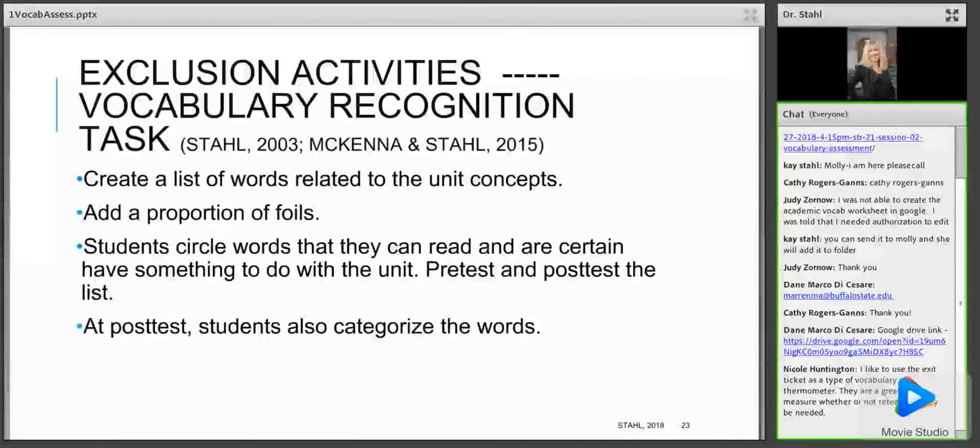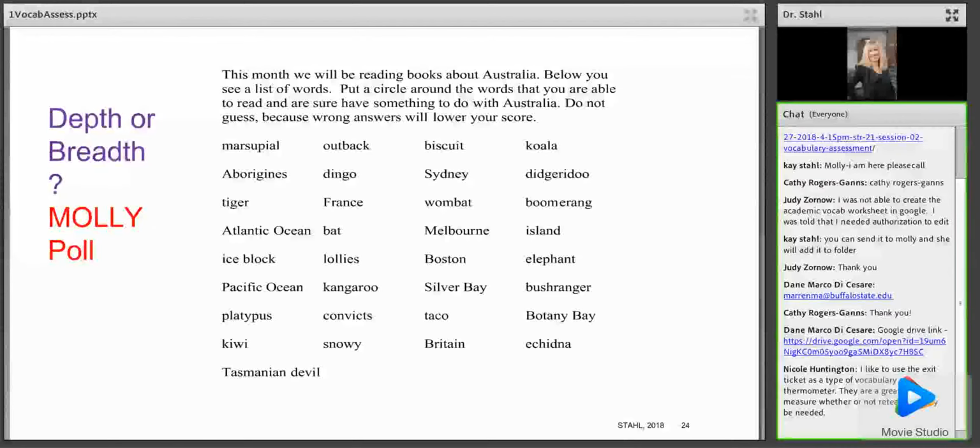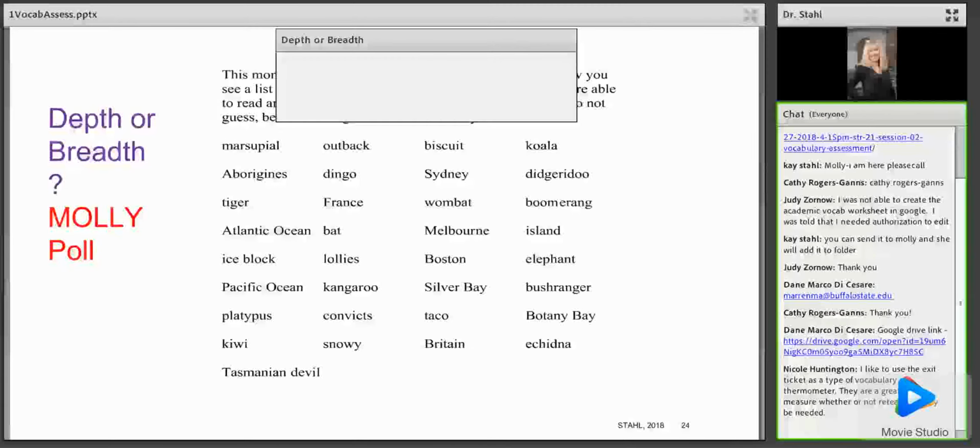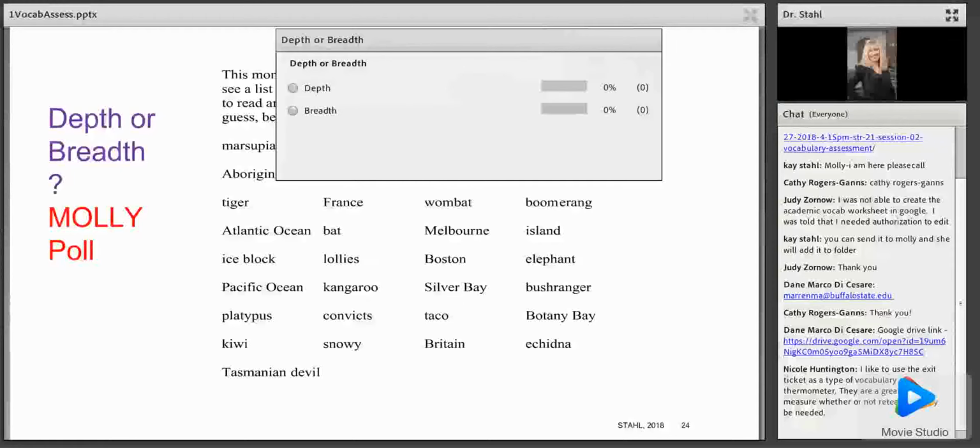So let me give you some examples. All right. So believe it or not, when I was teaching second grade, I was in South Georgia, and we had to do a unit on Australia. All right. So I made a list of words. The students had to put a circle around the words that they were able to read and were sure had something to do with Australia.